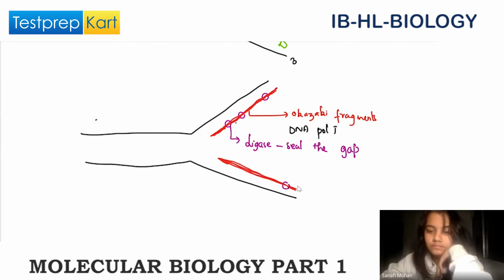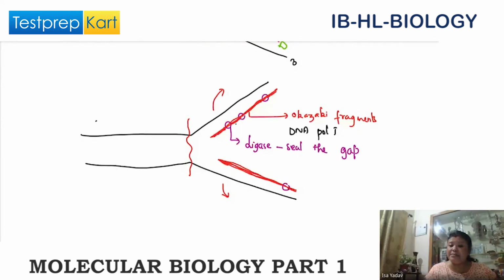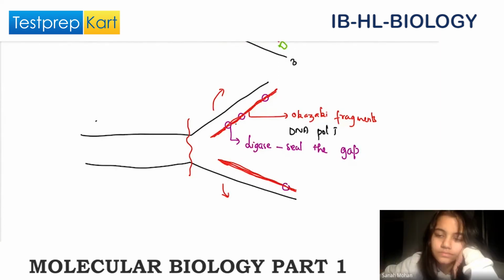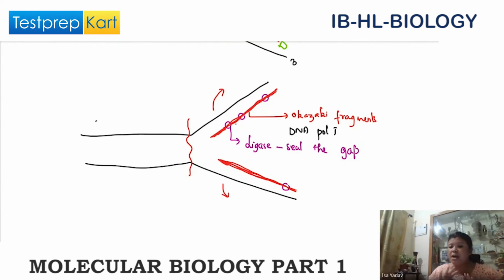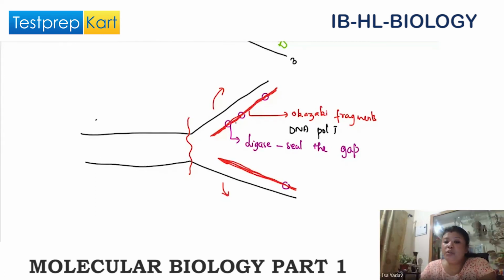Now in this section, there will be a cut and the two new DNA will be separated. This point is clear? And this marks the termination of replication. Replication is over. So DNA polymerase has two functions. It will remove the primer and it will add the nucleotides to complete the Okazaki fragments. Clear? So this is what replication is.